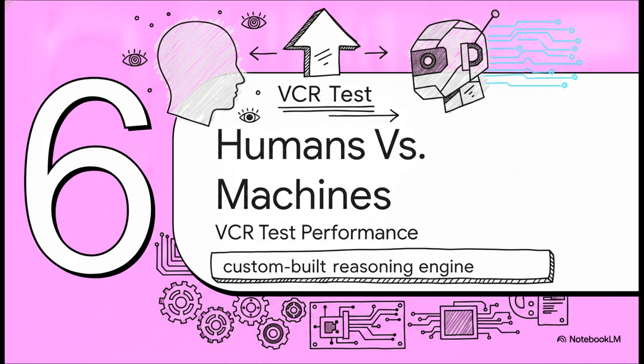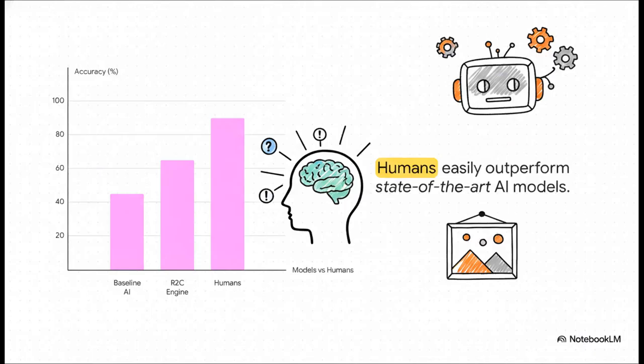So we've got the ultimate benchmark, and we have a custom-built reasoning engine. The big question is, how did state-of-the-art machine learning actually perform against real humans on the VCR test? Well, the results are a bit of a reality check. While basic AI hovered around 45%, the custom R2C engine hit 65%. But both fell massively short of humans, who easily scored over 90%. And it gets crazier. When you combine both the answer and the rationale, because remember, the machine has to get both right to pass, the holistic score for the R2C engine drops to around 44%. We are still miles and miles away from an AI that can simply look at a picture and instantly understand the human story unfolding within it.